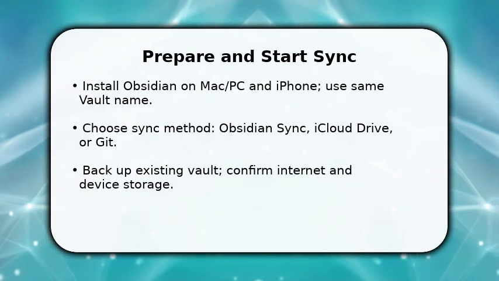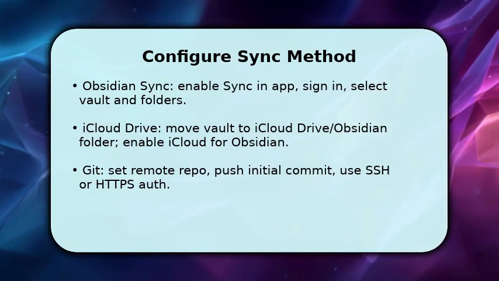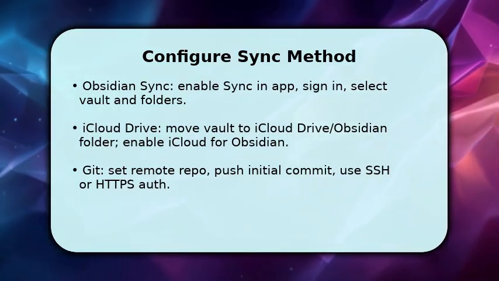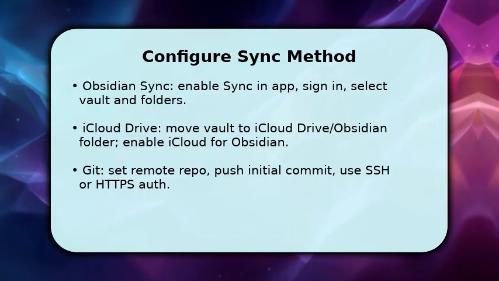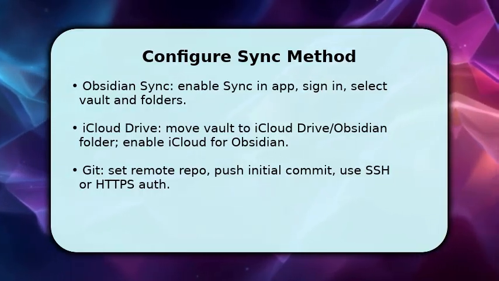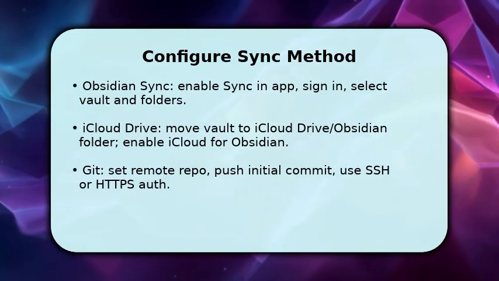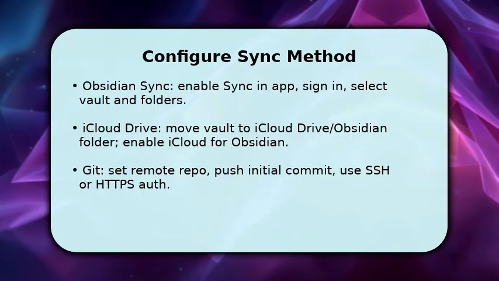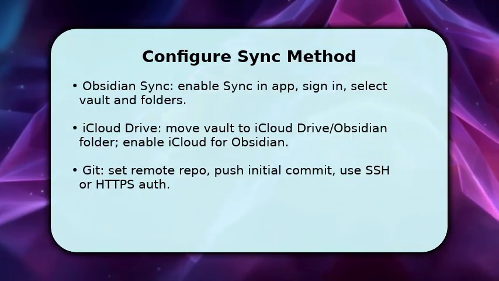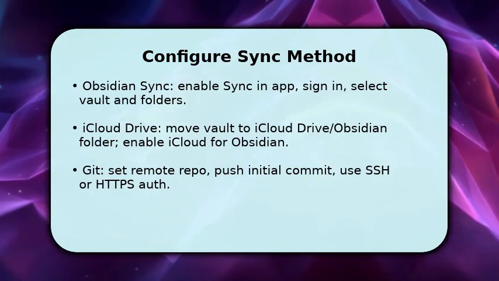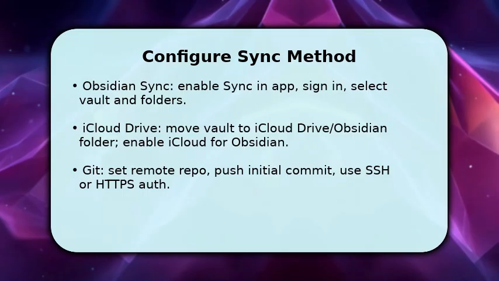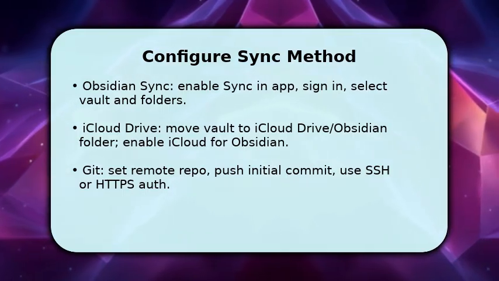Now configure the detailed steps for your selected method. If using Obsidian Sync, sign in to your Obsidian account, enable sync and pick the vault in specific folders. Also toggle attachments and conflict rules. For iCloud Drive, move the vault into iCloud Drive or Obsidian folder, enable iCloud access in iOS settings, and verify files appear on iPhone. If using Git, set up a remote repo, commit the vault, push the initial commit.